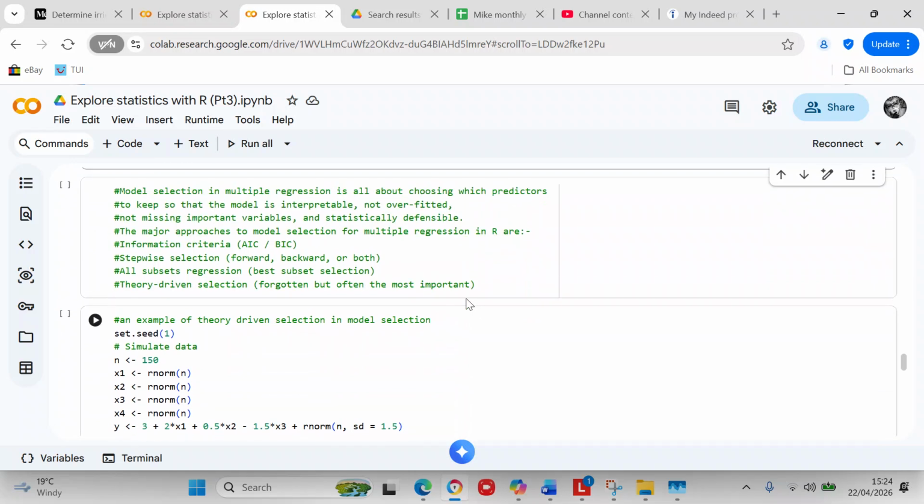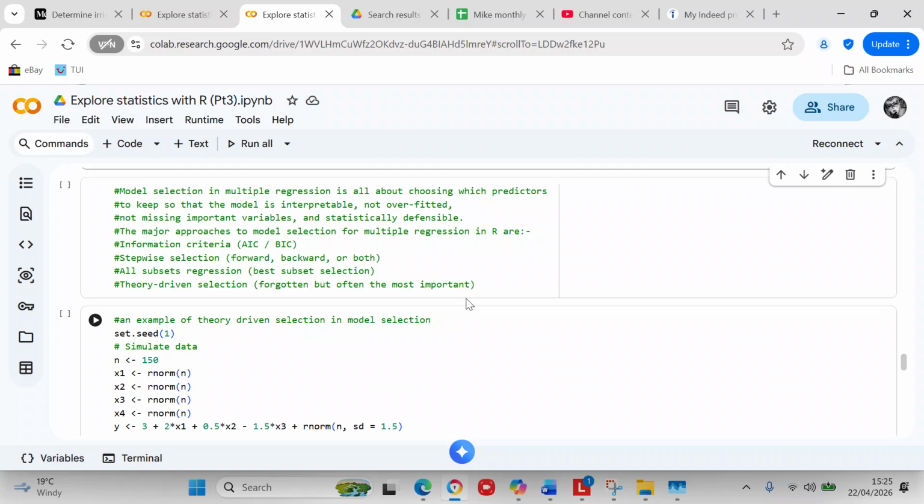So now what we're going to do is discuss model selection. Model selection in multiple regression is all about choosing which predictors to keep so that the model is interpretable, not overfitted, not missing important variables, and statistically defensible. The major approaches to model selection for multiple regression in R are 1, information criteria, that's AIC, BIC. 2, stepwise selection, being forward, backward, or both. 3, all subsets regression, best subset selection.